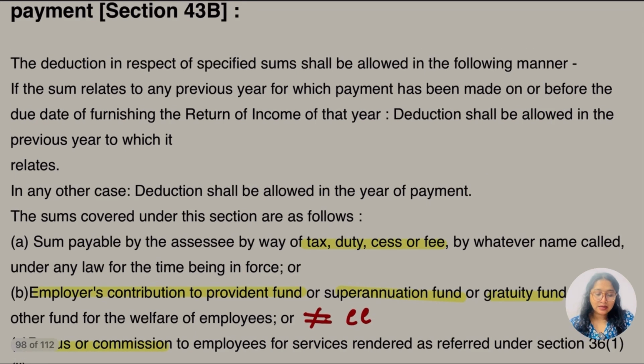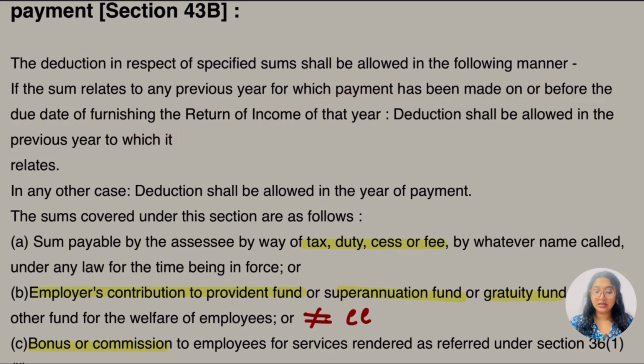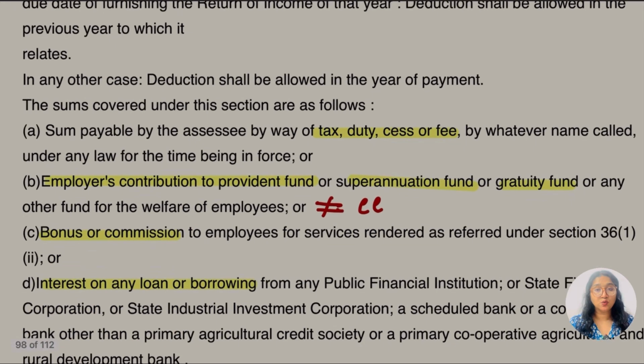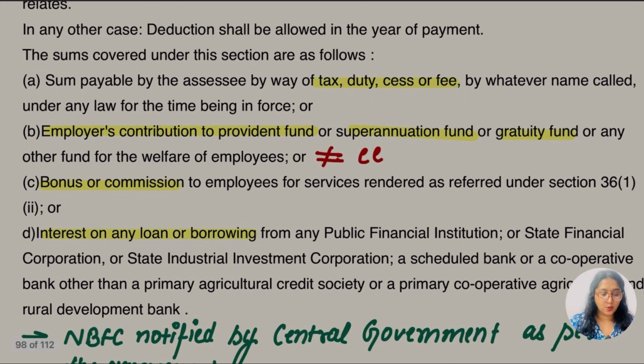The deduction in respect of specified sums shall be allowed in the following manner. If the sum relates to any previous year and payment has been made on or before the due date of furnishing the return of income of that year, deduction shall be allowed in the previous year to which it relates. In any other case, deduction shall be allowed in the year of payment. The sums covered under the section are as follows.